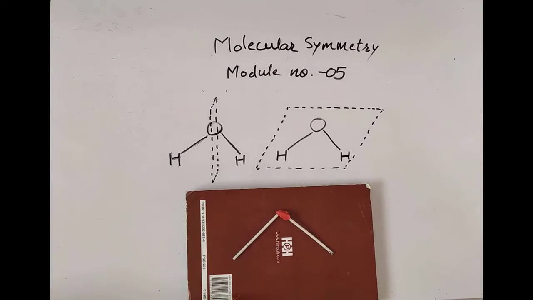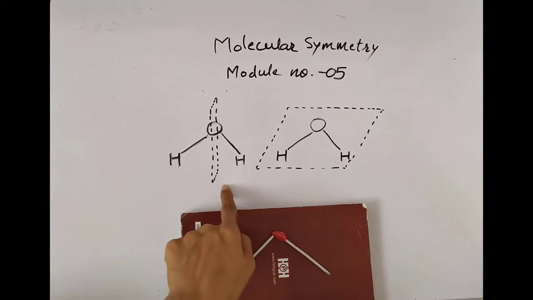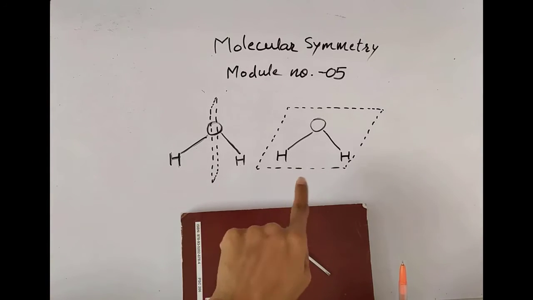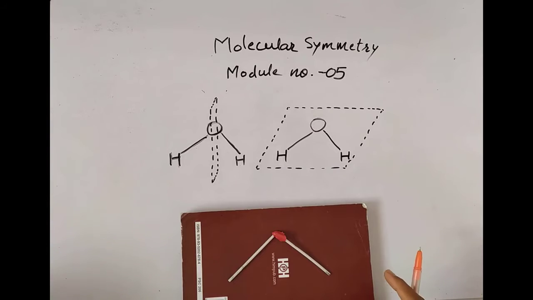Now tell me what this plane will be called, sigma v or sigma h. I have told you, in order to decide whether it is a horizontal plane or a vertical plane, we must know the correct principal axis. Now tell me in what way we have passed the principal axis? Like this, passing through this oxygen.